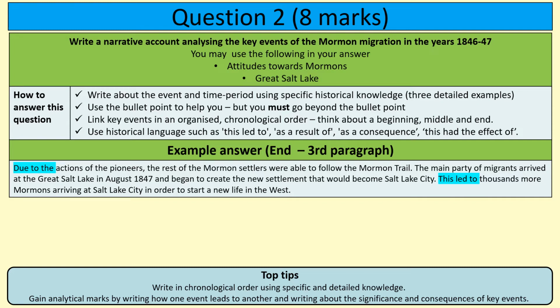Due to the actions of the pioneers, the rest of the Mormon settlers were able to follow the Mormon Trail. The main party of migrants arrived at the Great Salt Lake in August 1847 and began to create the new settlement that would become Salt Lake City. This led to thousands more Mormons arriving at Salt Lake City in order to start a new life in the West. We've got lots of really good knowledge there. We've got some key names, key events, some explanation about the journey that the Mormons went on. So we've got plenty of knowledge, and that good analysis means that we've fulfilled all of the criteria in terms of answering that question.